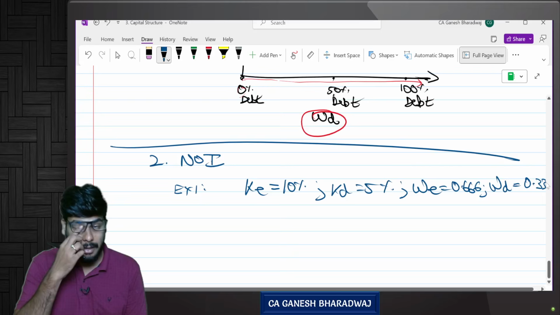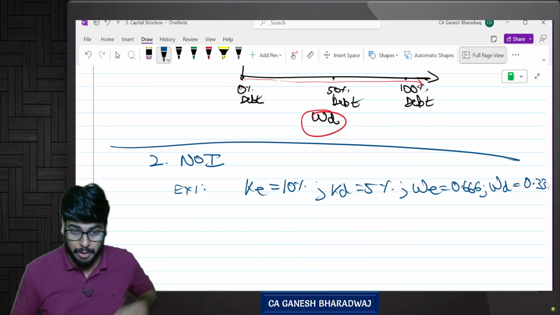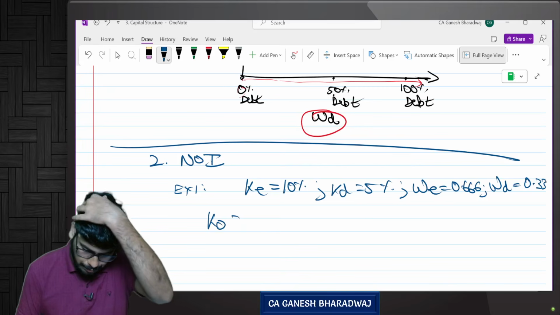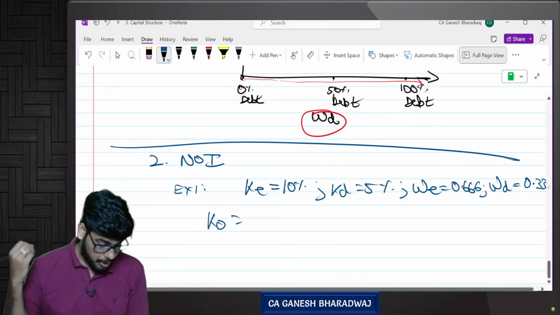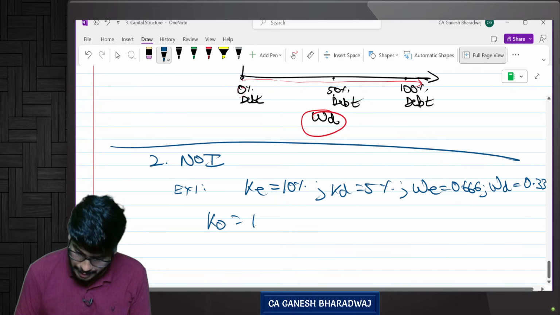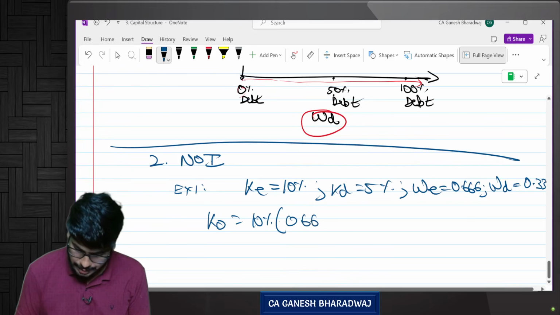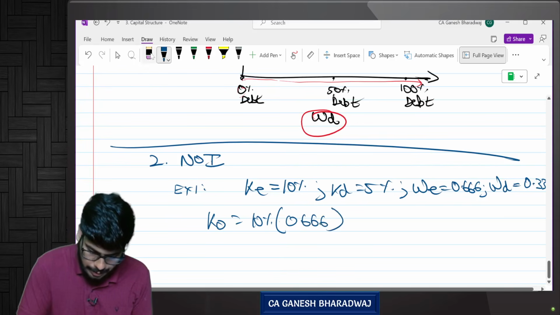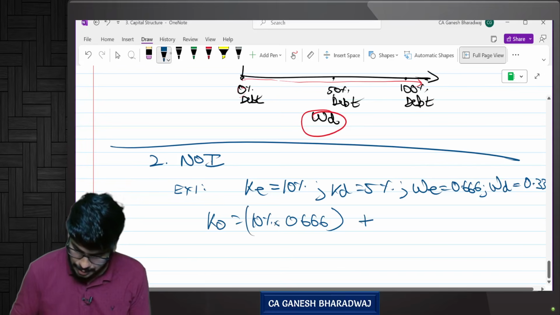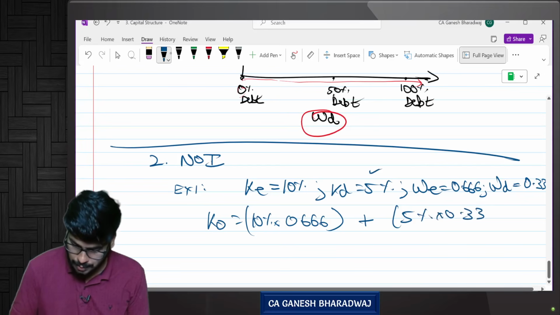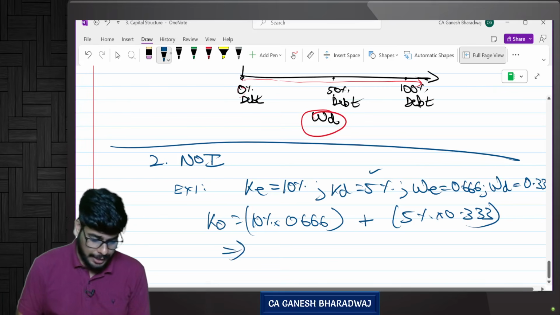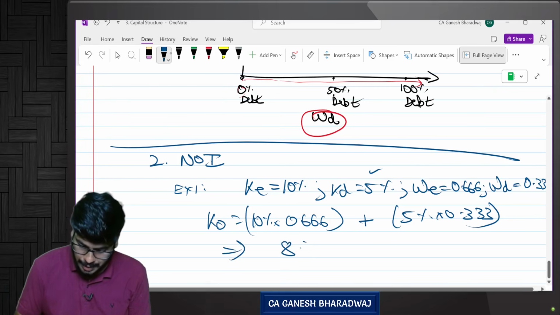Now, let's calculate the cost of capital. So, what is going to be the cost of capital here? KO is going to be 10 percentage into 0.666666, correct? Plus KD 5 percentage into 0.333333. So, you can do the calculation. It will come to how much? 8.33 percentage. Are you clear with this?